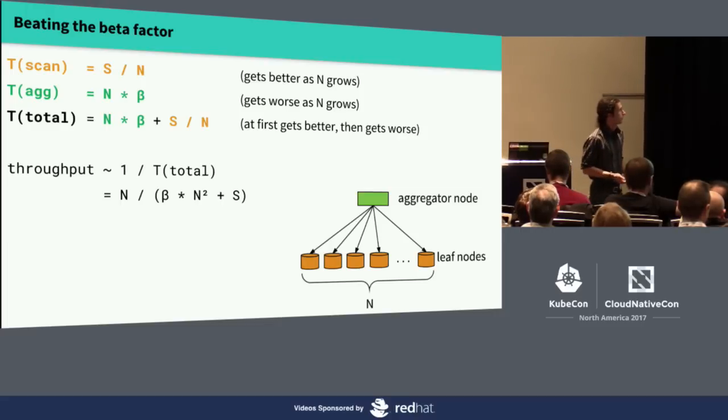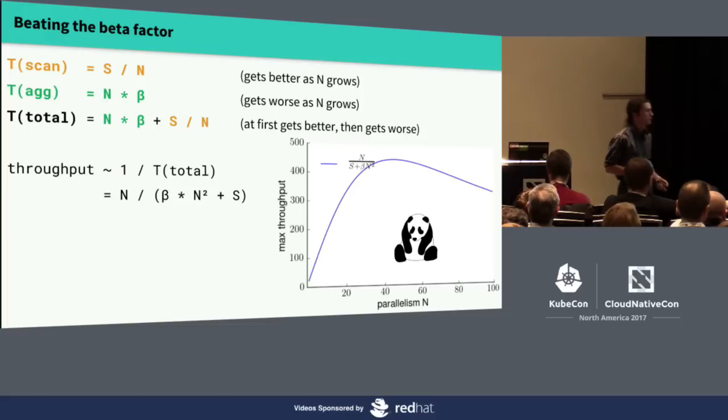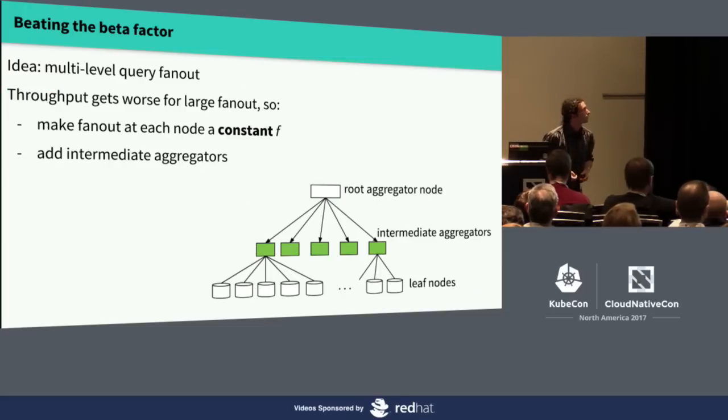Putting those two together, we get the same scalability graph that we saw before. At first, as we add more nodes, our performance improves. And then as we add more nodes, our performance starts to degrade. So this is pretty rough, right? It means that we can't scale beyond 40 or 50 nodes without actually regressing performance, which is a tough proposition if you're trying to be, I don't know, web scale or something.